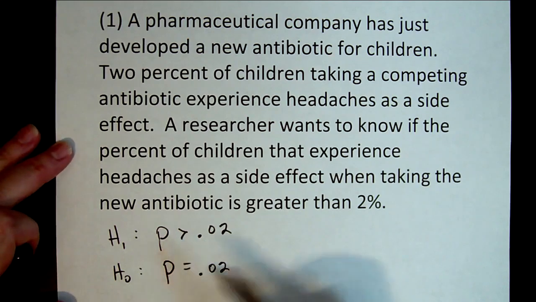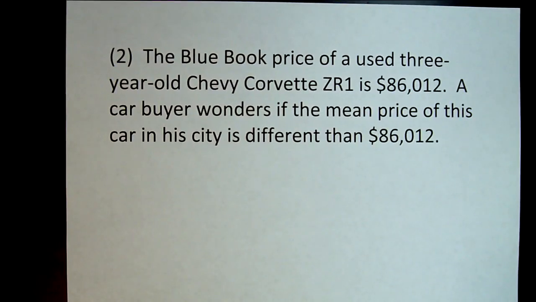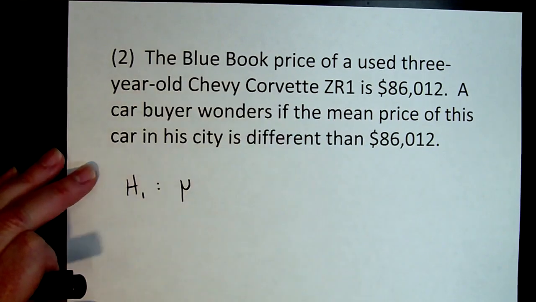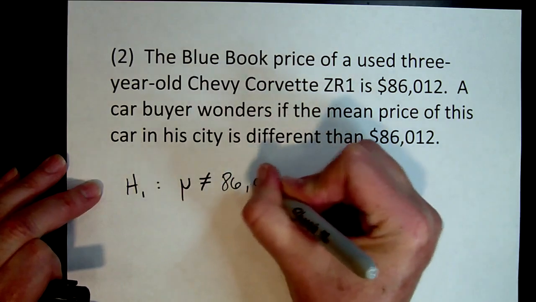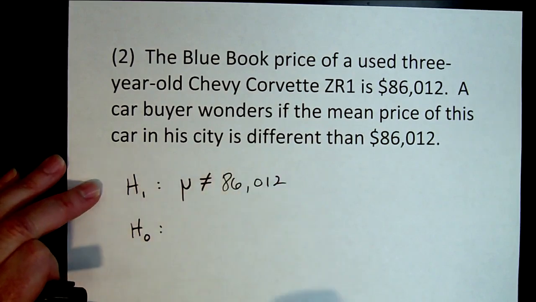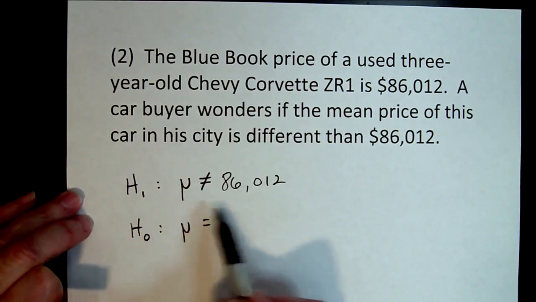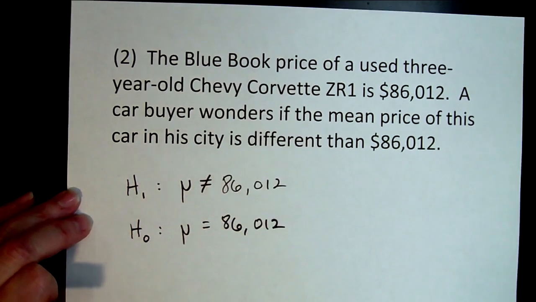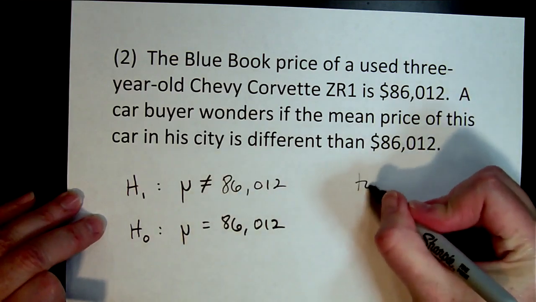Okay, type of test, since this is a greater than, it's going to be a right-tailed test. Next, car buyer wonders if the mean price, so that's a statement about an average, a mean, of cars in his city is different than, so not equal to, 86,012. For the null hypothesis, you're going to take exactly your alternate hypothesis and just change it to an equals. Okay, so that's your null hypothesis. And type of test, with a not equals, that's when you have a two-tailed test.